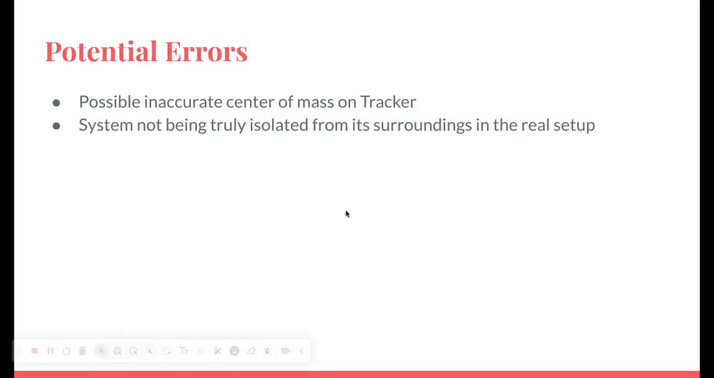There are two possible potential errors. First is there's inaccurate center of mass on Tracker, where there are Tracker errors, and then the system not being truly isolated from its surroundings, like the force not being solely the spring or gravity.